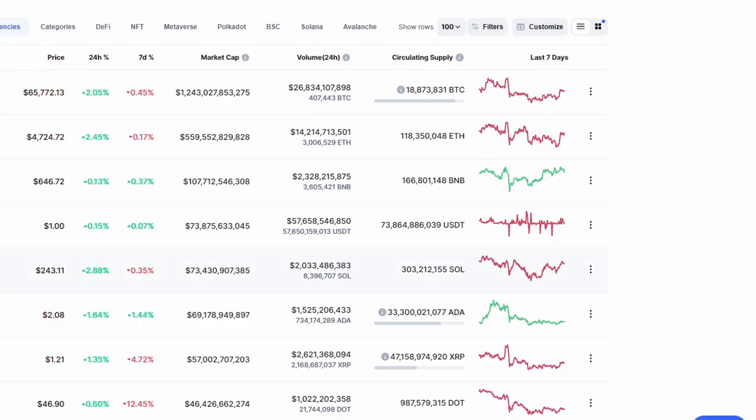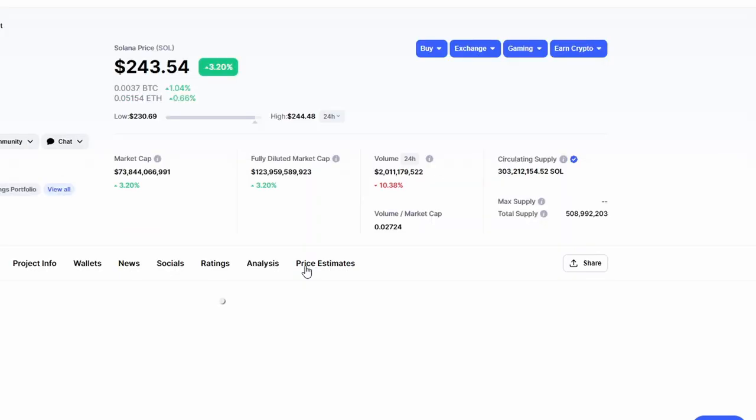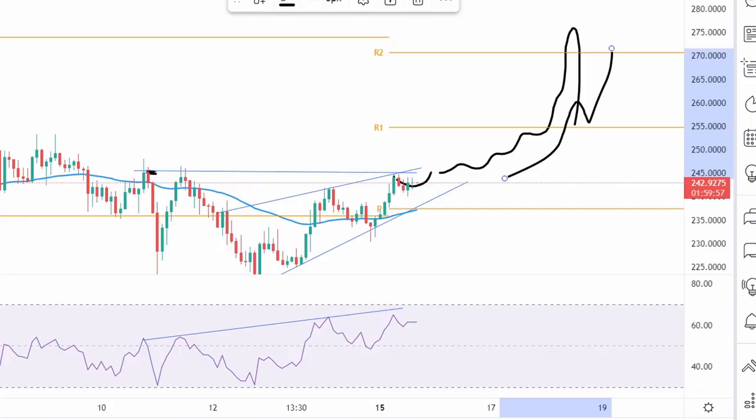And right now it is the number fifth crypto with around $73.4 billion of market cap, with $2 billion traded in the last 24 hours. So this was the price analysis of Solana.